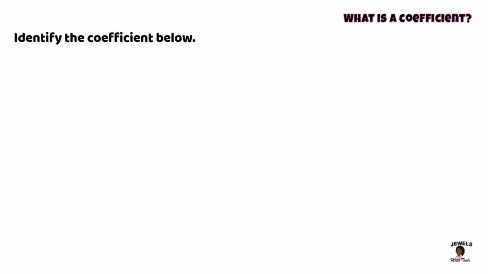Now let's go through some practice before we move along. In this section, we're going to be identifying what is the coefficient below. So in our first expression that is given to us, which is 7p plus 1, what do you think our coefficient is? And if you guess 7, you are correct. 7 is our coefficient.